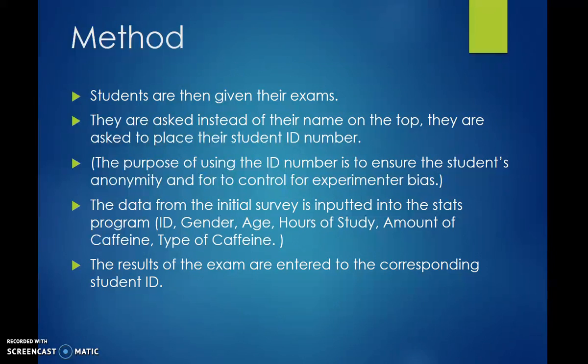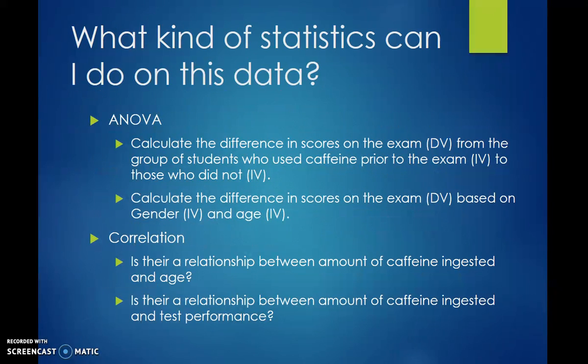The data from the initial survey afterwards is inputted into the stats program that we're going to use to run the data. So the ID, the gender, the age, hours of study, the amount of caffeine, and the type of caffeine. And then the results of the exam are entered right after it, corresponding to the student ID. Okay, there's your method. That's all the methods. So how are we going to do this?